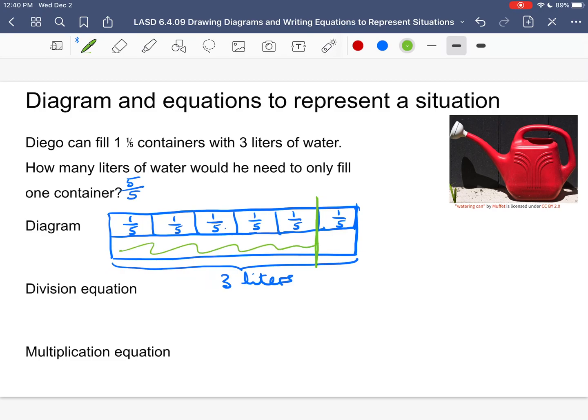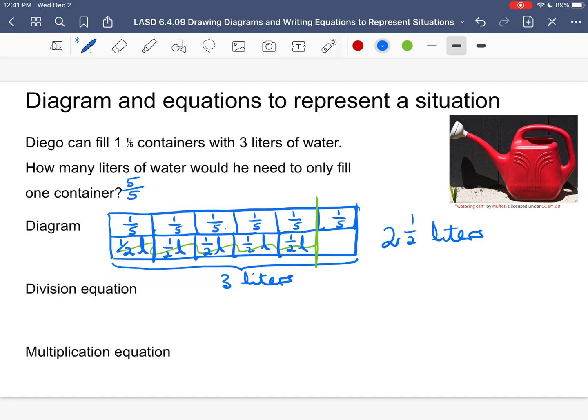And so if we find out how much water is needed for each 1/5, and multiply by 5, we can find our answer. So each 1/5, there are 6 of them requiring 3 litres. So if we divide the 3 by 6, we'll get a half a litre for each 1/5. And we've got 5 of those, 5/5, so 5 halves is 2.5 litres.